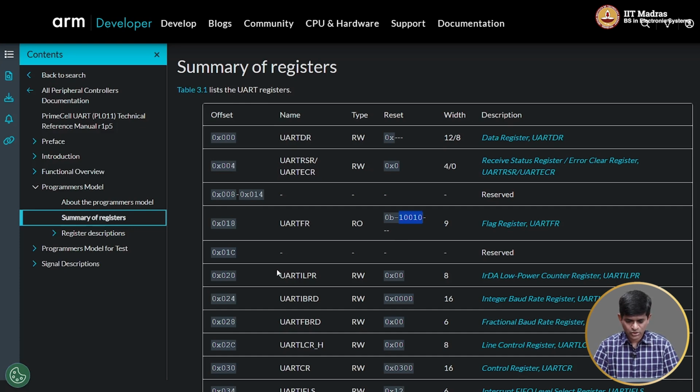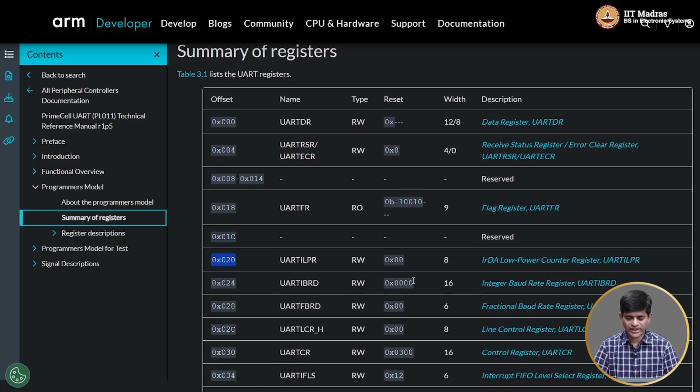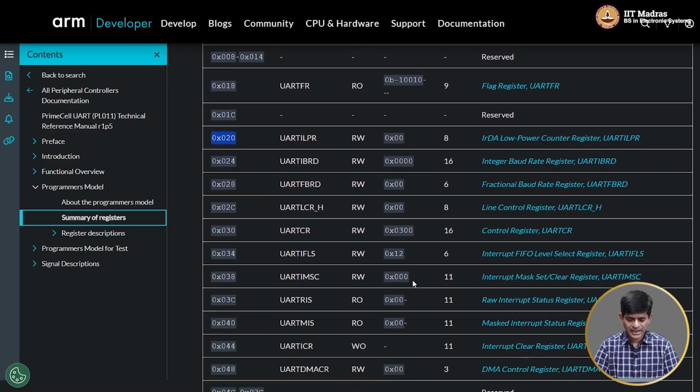Alright, so let us go further with this. Like I said, there are other addresses. Address number 28, for example, is reserved. Address number 32 has some other low power counter register and so on. Each of these has a different width, a different amount of data associated with it, and you can keep going.